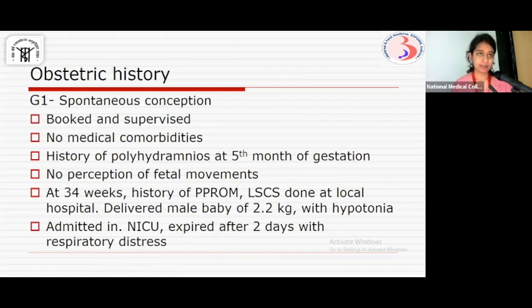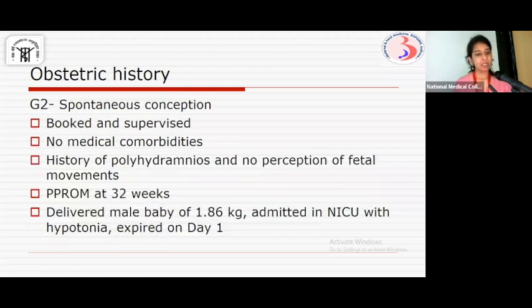Coming to the obstetric history of the patient, the first pregnancy was a booked and supervised pregnancy with no medical comorbidity. She had polyhydramnios even in that pregnancy at the 5th month of gestation, and there was no perception of fetal movements in the whole pregnancy. At 34 weeks, she had PPROM, and LSCS was done at a local hospital. She delivered a 2.2 kg baby with hypotonia. That baby was admitted in NICU and expired after 2 days of life.